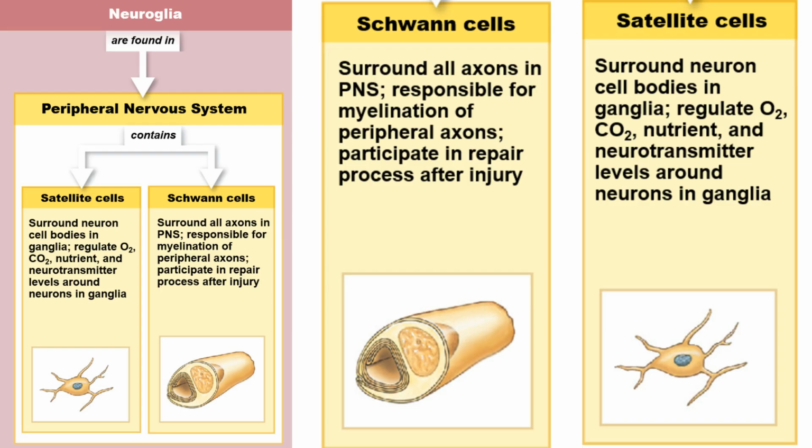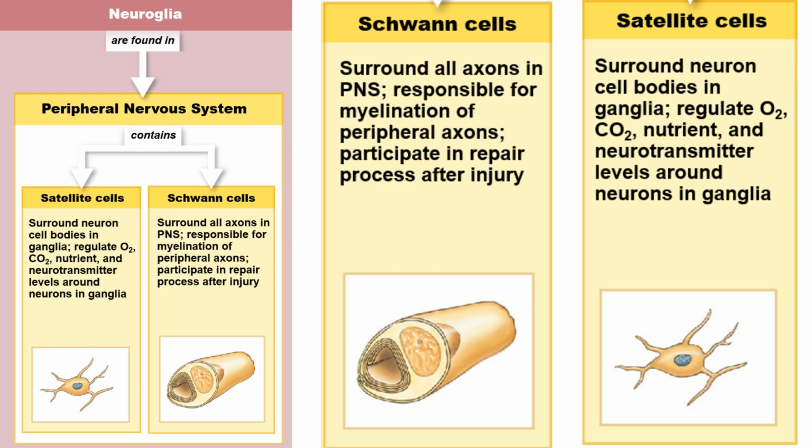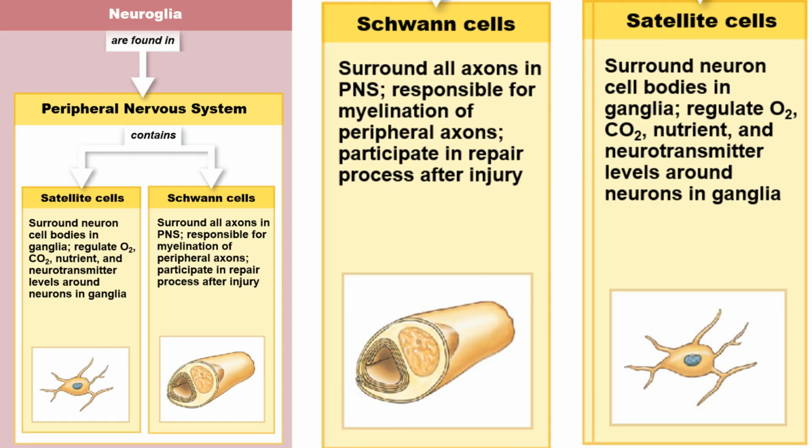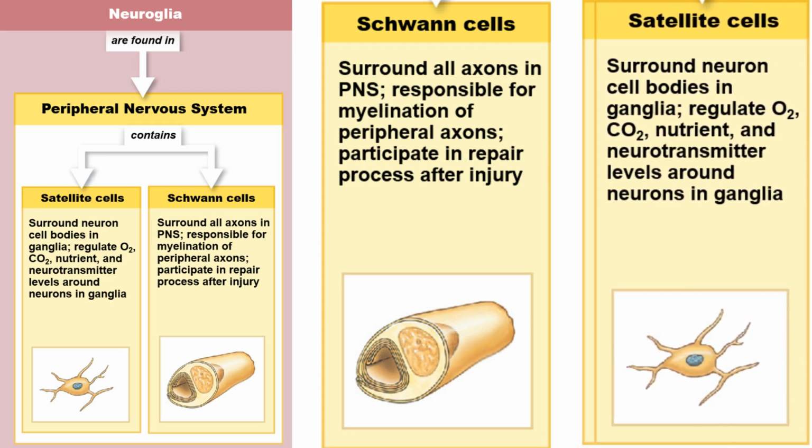In the peripheral nervous system, we have 2 main types: Schwann cells, which create the myelin sheath for peripheral nerves, and satellite cells, which surround and support neuron cell bodies in the ganglia.